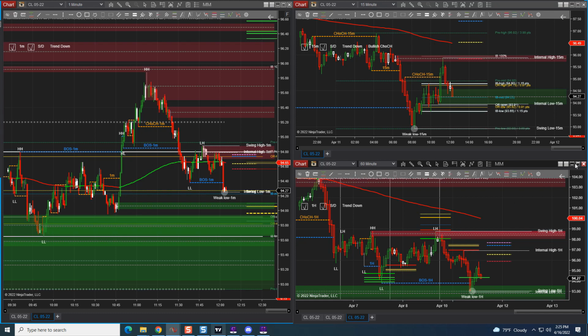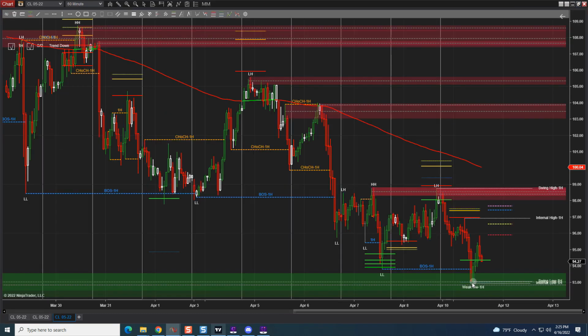Well, look at the 60 minute. I mean, not to regress. We hit the demand zone here. What do we got there? That's 2,800 off of the demand zone. Now, note that's 2,800 off the demand zone in the midst of a downtrend.